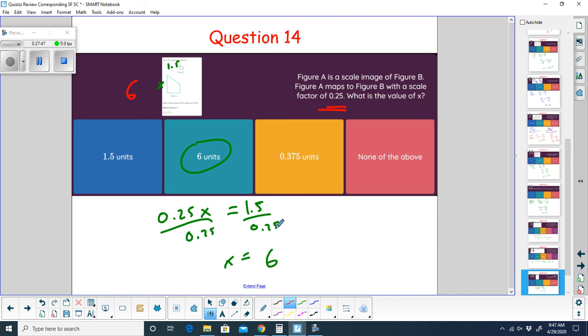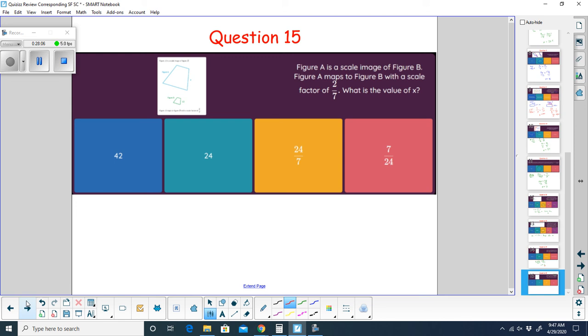Another way to think about it is, this is a quarter, right? This is like $1.50. Well, how many quarters does it take to get $1.50? Well, 4 quarters make $1, plus 2 more to make 50 cents. 4 plus 2 is 6. So you could have done it without a calculator, but I just wanted to show you. This side length is 6. And question 15.